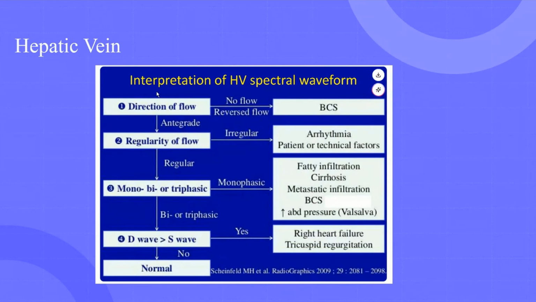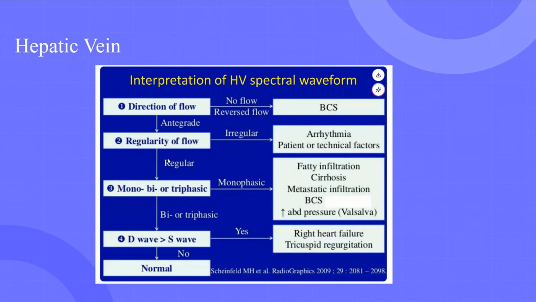Interpretation of the hepatic vein spectral waveform: first we look at the direction of flow. If there's no flow or reverse flow, it could be Budd-Chiari syndrome. If antegrade flow, then we look at the regularity of the flow. If irregular, it could be patient or technical factors. It could also be arrhythmia. After that, we look at the phasicity of the flow.